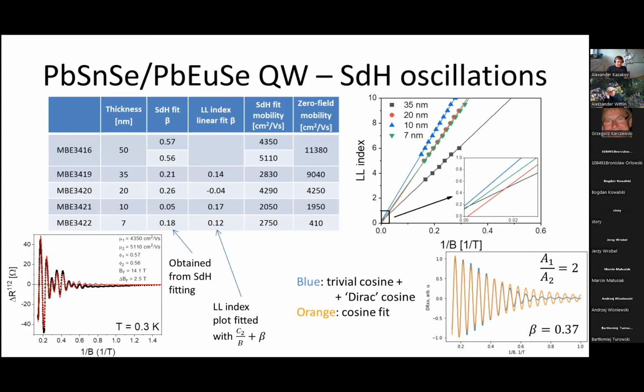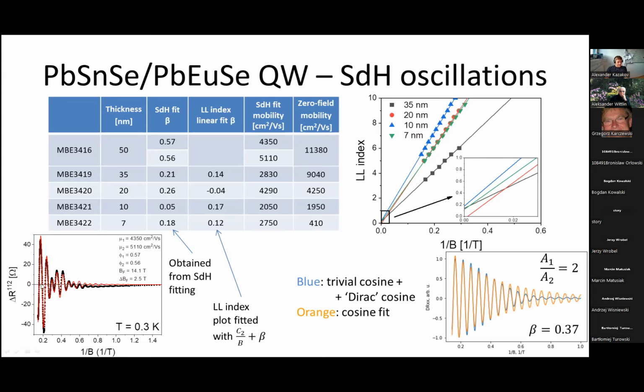Because it is believed that in Dirac systems, the phase of Shubnikov-de Haas oscillations can be a source of information about the Berry phase. So by fitting the results for the 50 nanometer quantum well with the sum of two cosines, we achieved a pretty nice fit. The black dots are experimental values, and the red curve is the result of the fit. So the oscillation pattern is described pretty nicely.